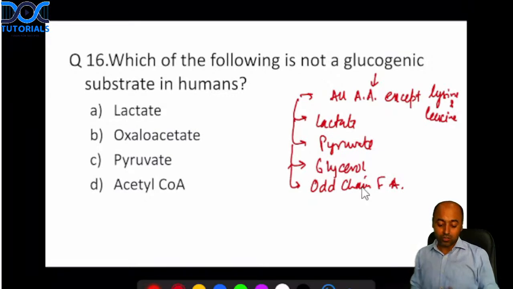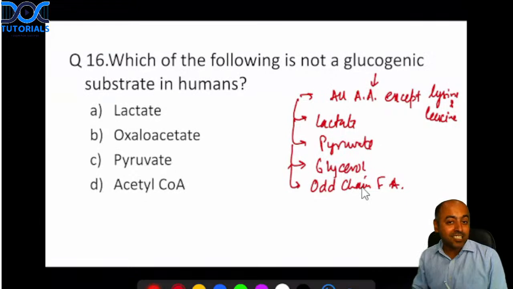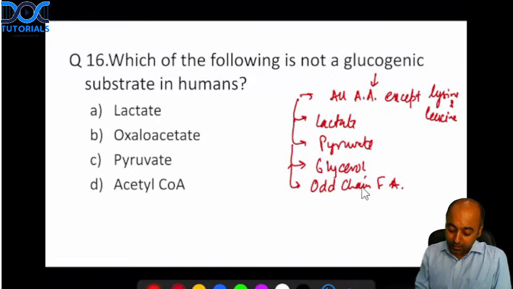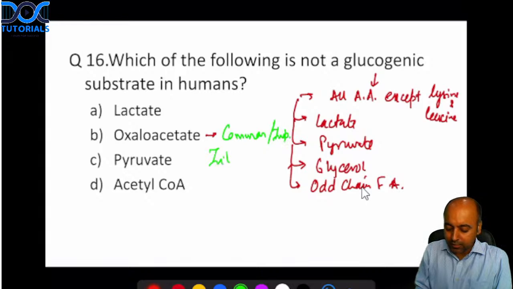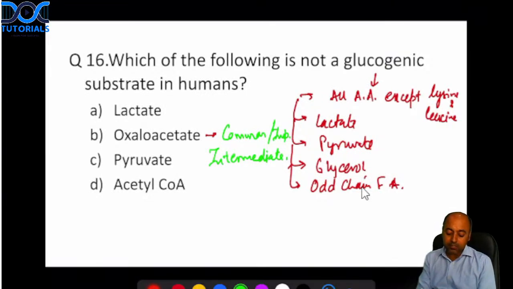right? So now there is a problem. There are two options which do not come in this list, and that creates a confusion. So what you have to remember, that oxaloacetate is a common and important intermediate. Alright, it is a common and important intermediate. So if you have to choose the best possible answer, the answer would be acetyl coenzyme A.